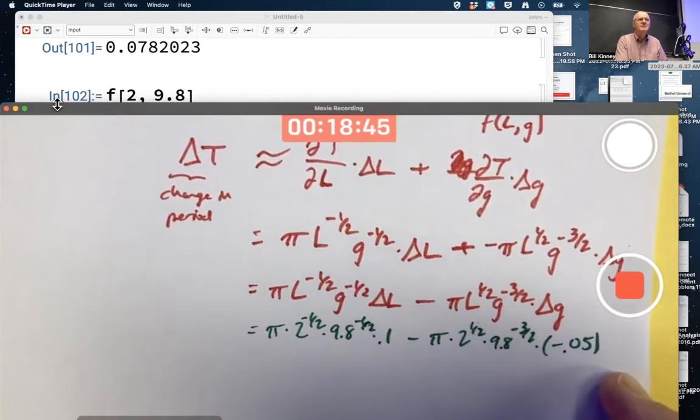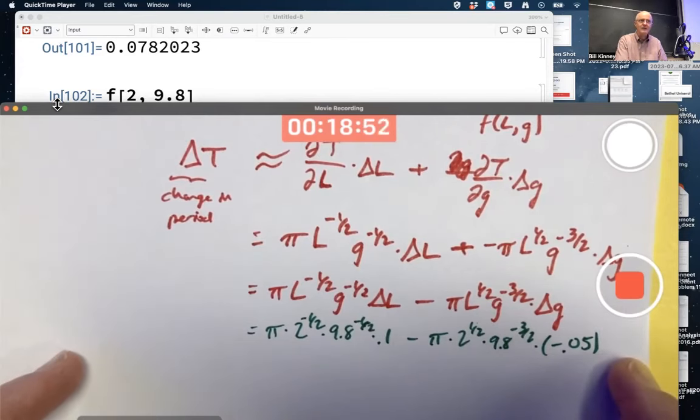Lots of symbols, but if you keep your head straight and don't get too worried about all the symbols, just plug in the numbers in the end, you can get the right answer.